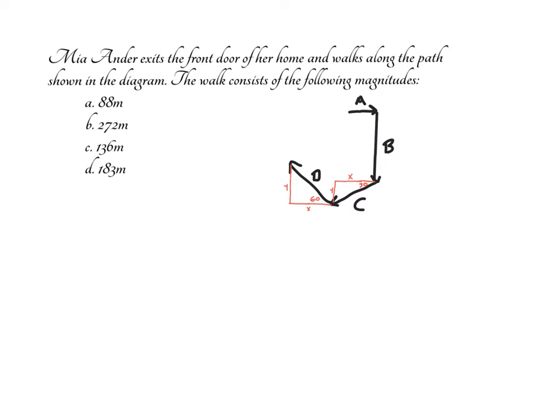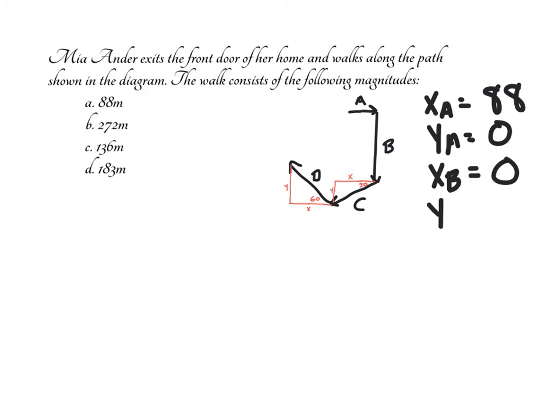So if we do A, all of A is in the x direction. So XA is 88 meters, and we'll call that the positive direction because it's going to the right. YA, the vertical part of A, is 0. B is easy as well, so the horizontal part of B is 0 because it's all vertical, and then the vertical part of B is the full negative 272 meters. We call it negative because it's pointed down.